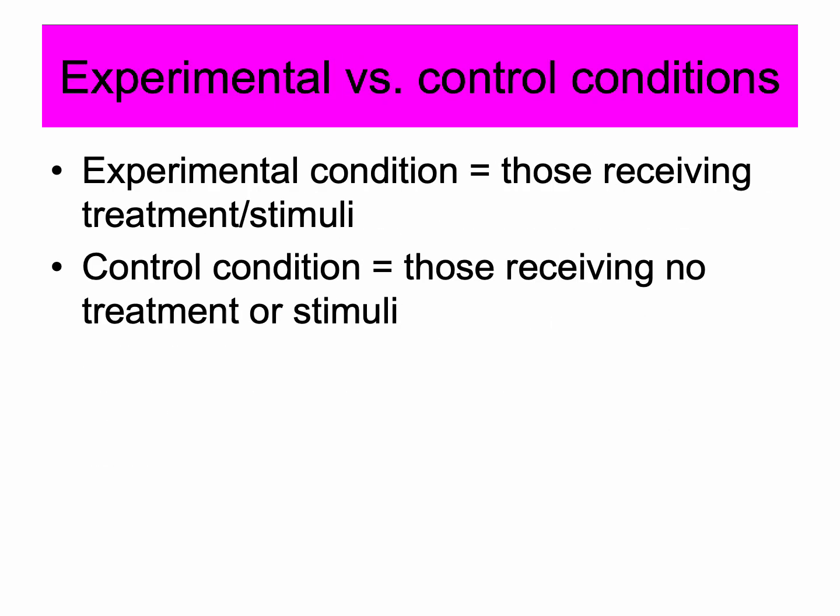So we have experimental conditions. In an experiment, we also have control conditions. The experimental condition is the group that's receiving the treatment or the stimuli, whatever it is. And the control condition is the group that's receiving no treatment, no stimuli. You've probably heard of placebo effects, right? Placebo groups are your control conditions generally, so those that aren't getting the treatment that you're providing in your study, that you're trying to see if it makes a difference.